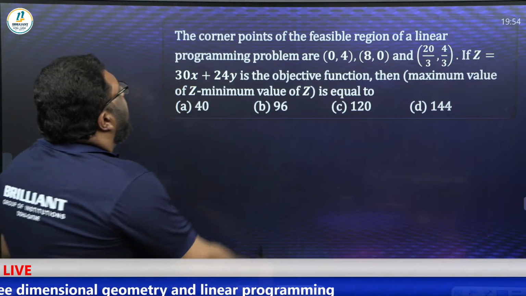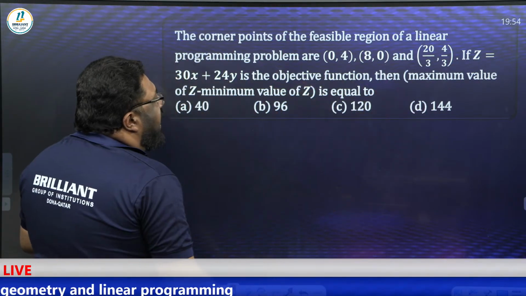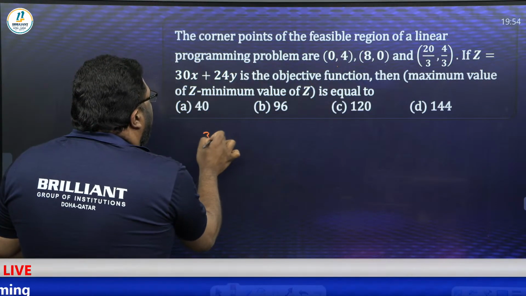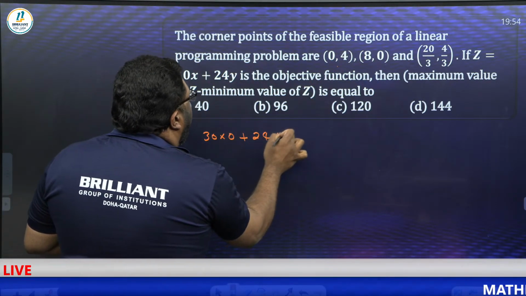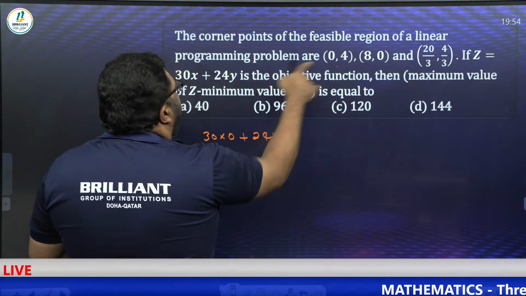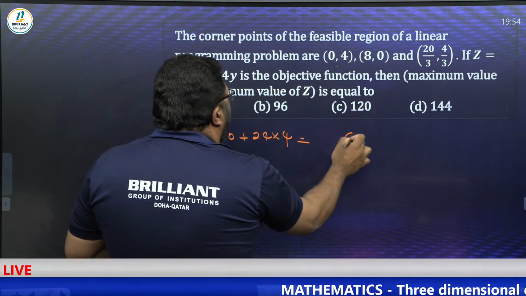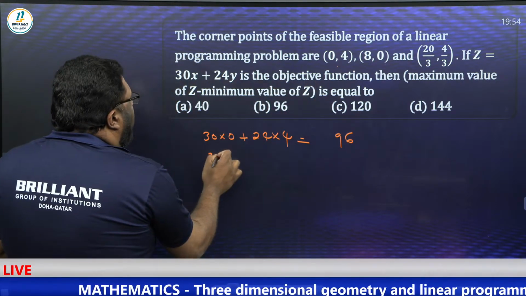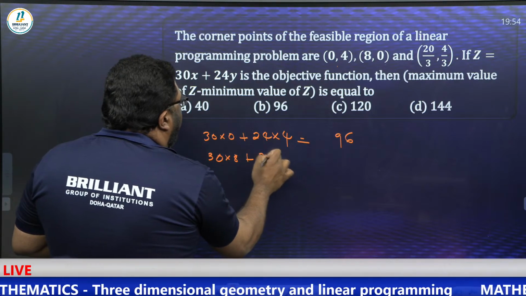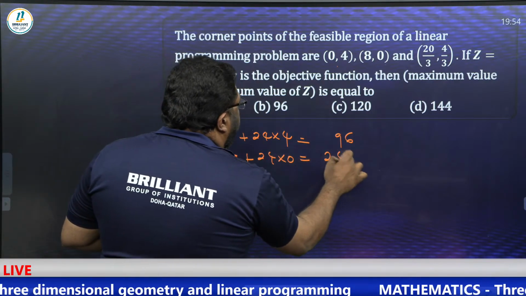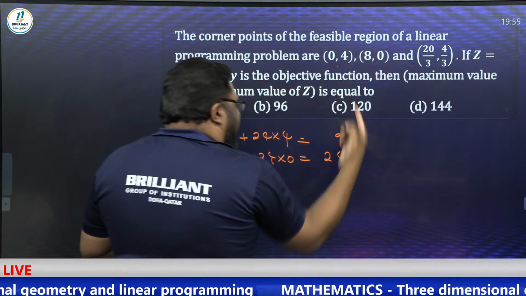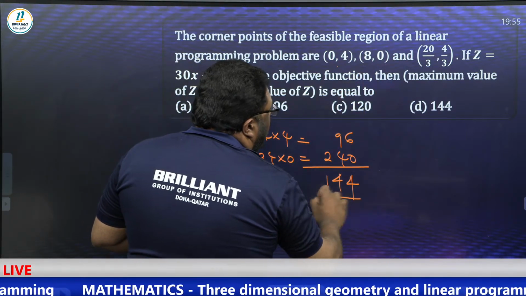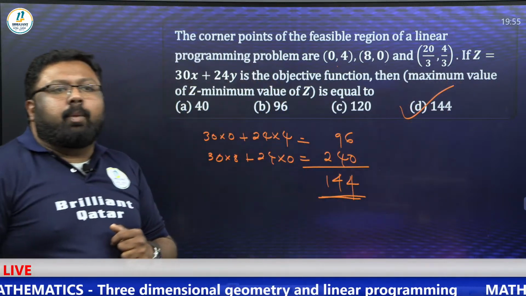Okay, this one again is the same type. You have to find the maximum value, find the minimum value and subtract them. You just substitute this in z. So 30 into 0 plus 24 into 4, 24 4s are 96. Okay, and when I put 8, 0, 30 into 8 plus 24 into 0, that is 240. These two are the biggest values, not the other one. You subtract these two, you will get 144. That is the difference between the maximum value and the minimum value.